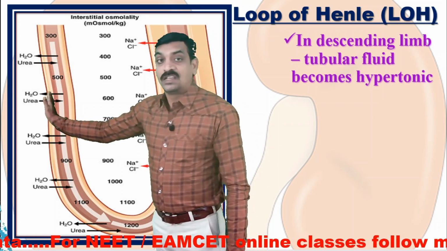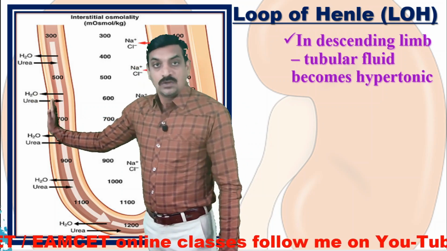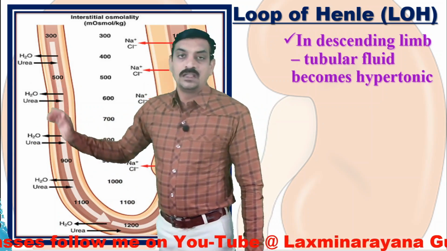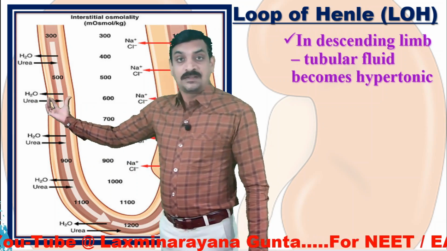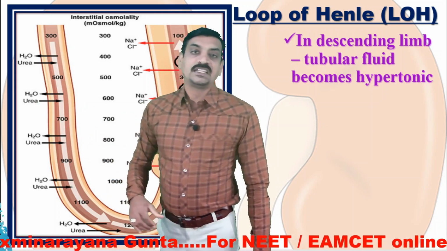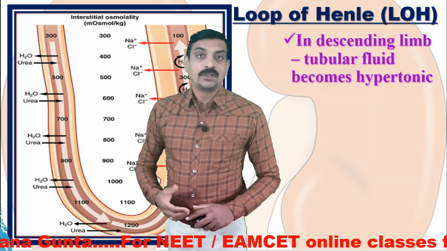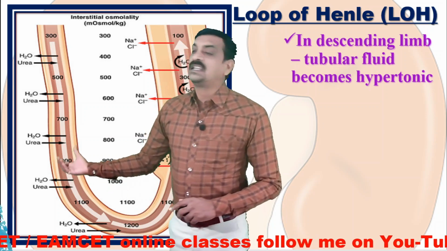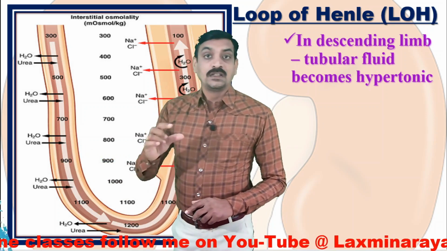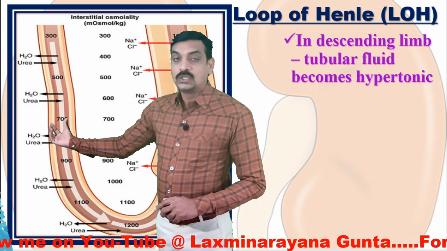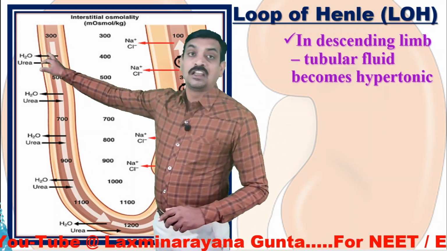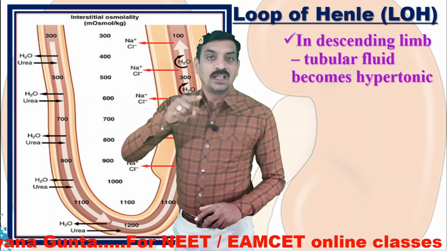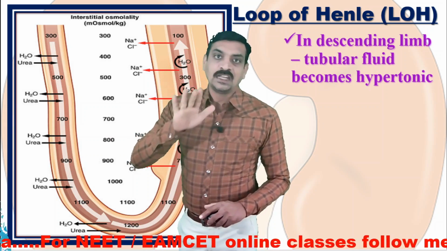As the water repeatedly moves from the lumen of the tubule into the interstitial fluid and finally into the peritubular capillaries, the water is decreased in the tubular fluid. What happens? Automatically the concentration is increased. When the concentration is increased, then it becomes hypertonic. Then the osmolarity also increases. The osmolarity of the blood plasma is 300 and the osmolarity of the nephric filtrate is also nearly 300.